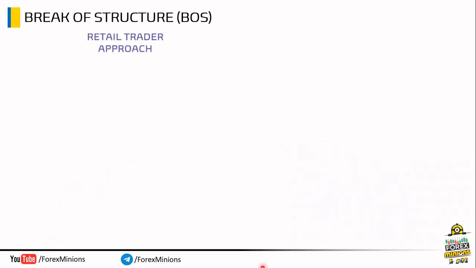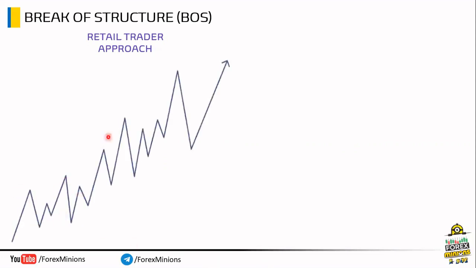For easy understanding of break of structure and to check whether a BOS is fake or valid, let's start with the retail traders' approach. Here, you can see a market structure. When a retail trader starts structure mapping, he considers that every break is a break of structure. For example, he will mark this level as BOS and consider it valid. Similarly, he will keep marking every break as a break of structure and consider them valid due to lack of knowledge and no rules.